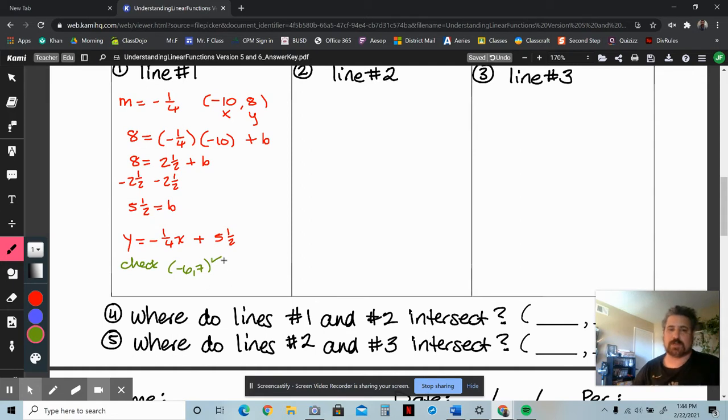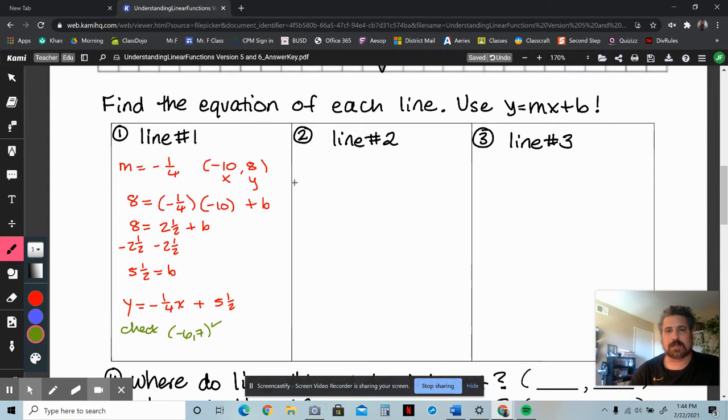We have this check that this ordered pair is on the line. So that means we have the correct equation of the line, right? Because both of the ordered pairs are on the line we thought they'd be on. Okay, let's take a look at line number 2.